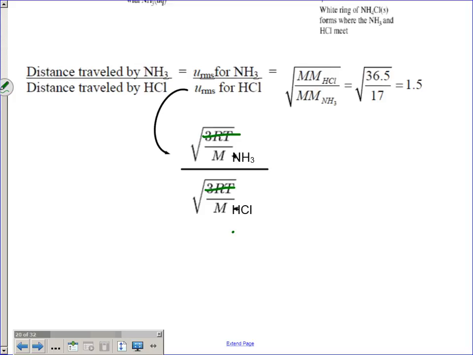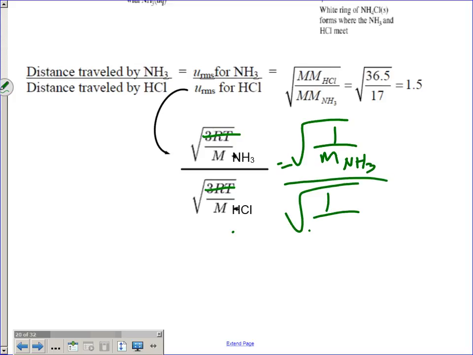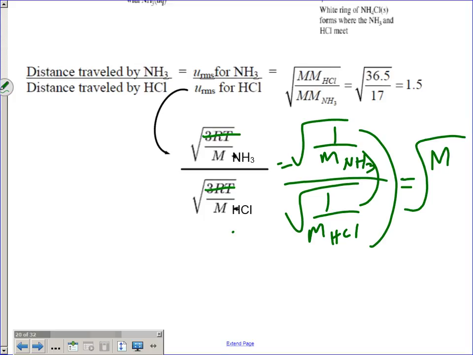So then you're stuck with the square root of 1 over the molar mass of ammonia over the square root of 1 over the molar mass of HCl, and then you do that flip, multiply the top by the reciprocal of the denominator. Yeah, you know what I'm talking about. Okay, the square root of the molar mass of HCl over the molar mass of NH3. So that's the proof of how we take our root mean square velocity into Graham's law.